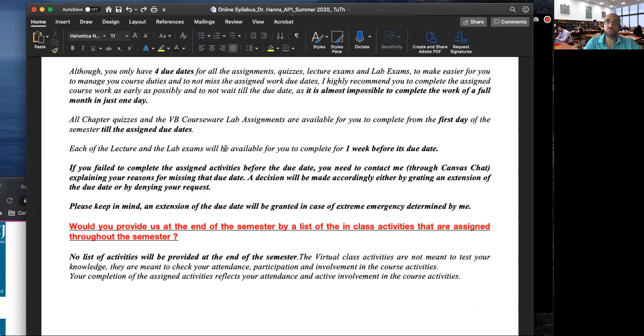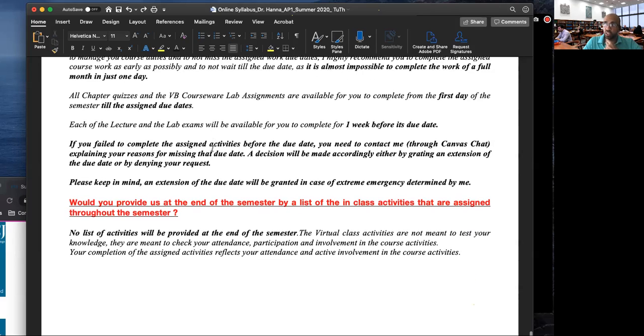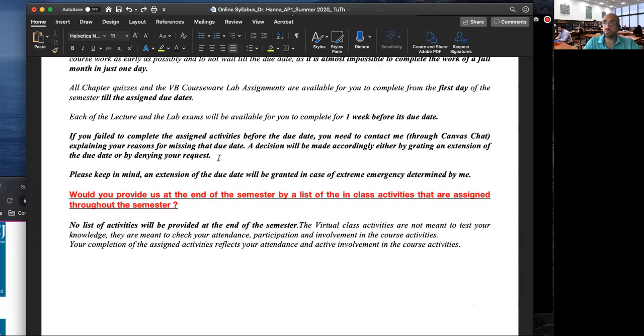So again, all lecture exams are going to be available for you for 1 week before the due date. This is the same for the lab exam. So lab exams, lecture exams are available for 1 week before the due date. Chapter quizzes are available from the beginning of the semester until the due date. Same for the lab assignments. All right, so make sure you get them completed as early as possible, because you won't be able to complete everything just 1 day or 2 days before the due date.